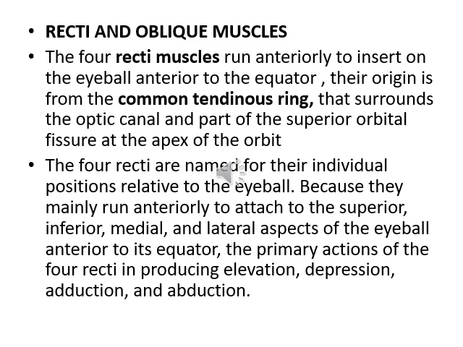Let's discuss the origin a little bit more. I said they originate from the apex of the orbit. We said earlier in this lecture, we have the common tendinous ring. The common tendinous ring is the origin of the 4 rectus muscles. It's a fibrous ring that encircles the optic canal and the inferior part of the superior orbital fissure, and it's the common origin of the 4 rectus muscles.